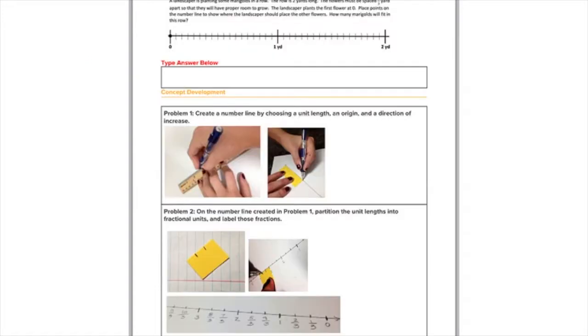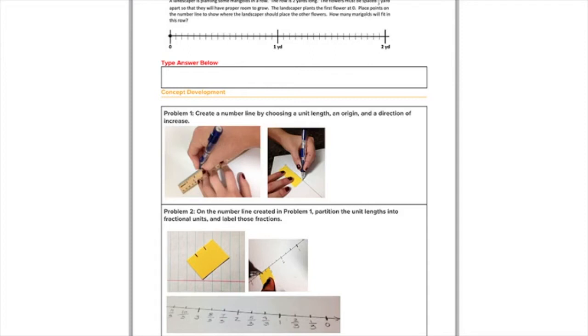All right, you are now looking at the application problem. A landscaper is planting some marigolds in a row. A marigold is a flower. Since you're on your laptop, you can go ahead and pull up what it looks like. They're really pretty. So a landscaper is planting marigolds in a row. The row is 2 yards long. The flowers must be spaced 1/3 yard apart so they have proper room to grow.